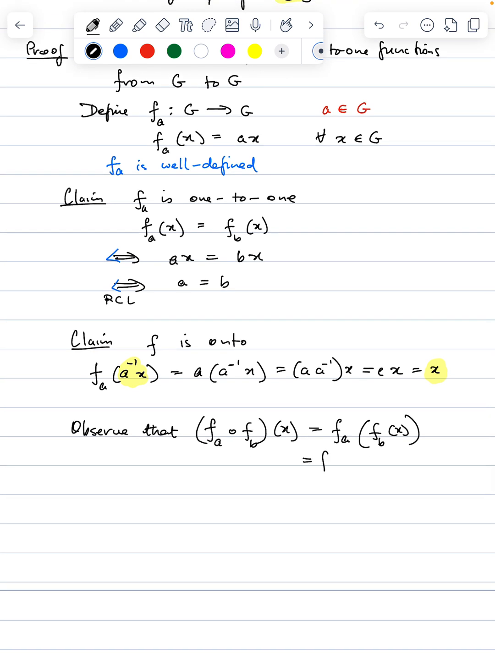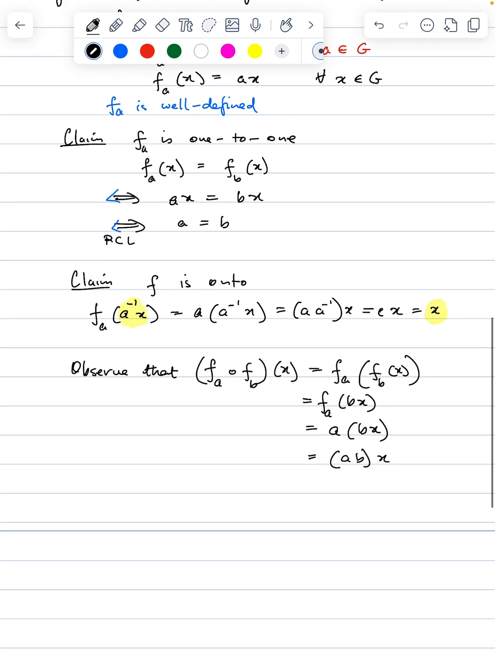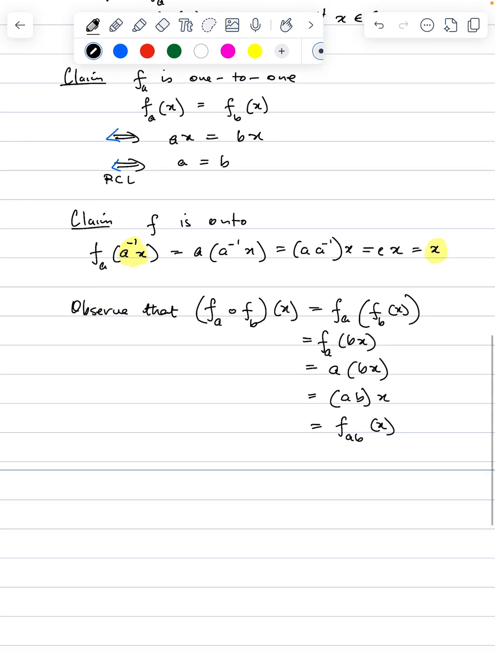So this is F subscript AB of X. So this is AB of X. I'm applying what the function F_A means. And this I can write by the associative property of groups. This is ABX, and this is F_AB of X. All right, so F_A dot F_B is equal to F_AB.